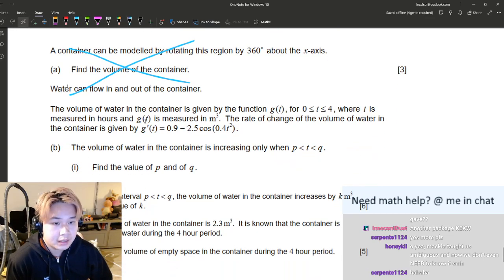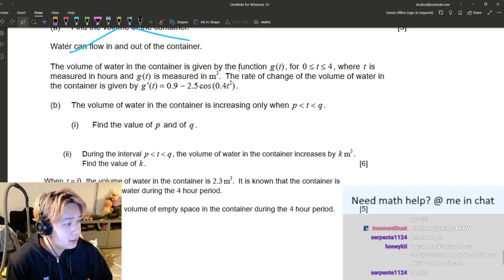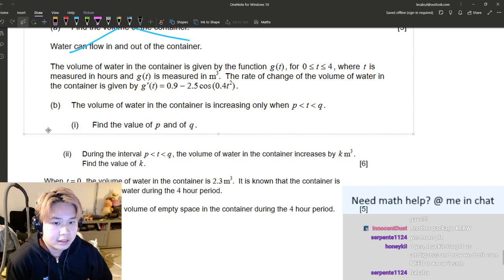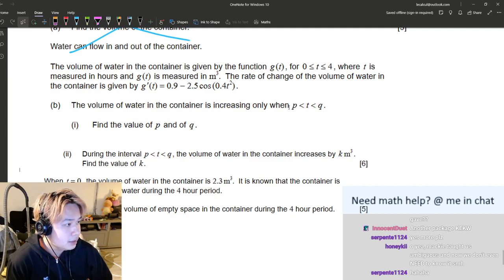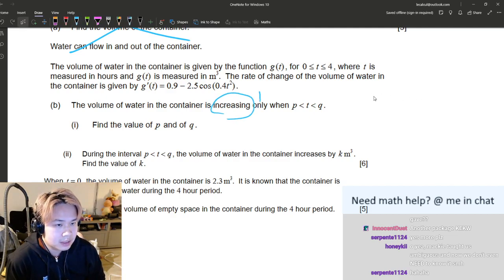Okay. So next up, let's see if we can do this one at least. The volume of water is given by this function. The rate of change of the volume of water is given by this derivative. The volume of the water is increasing only when T is between P and Q. Then we need to find the values P and Q. Okay, so this is easy. Increasing means positive.